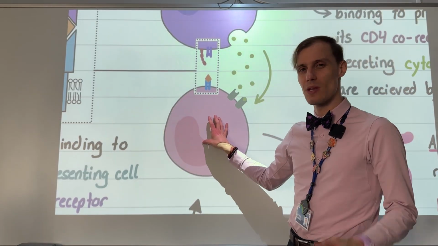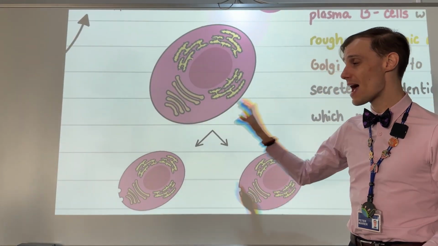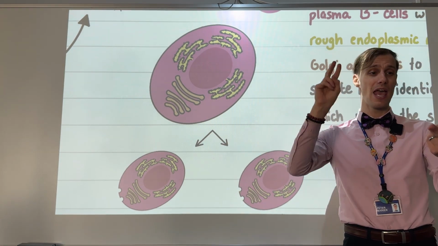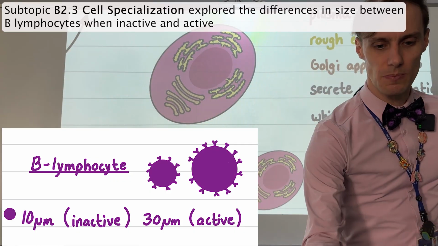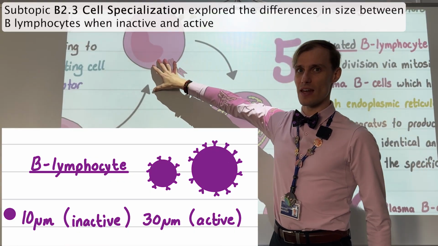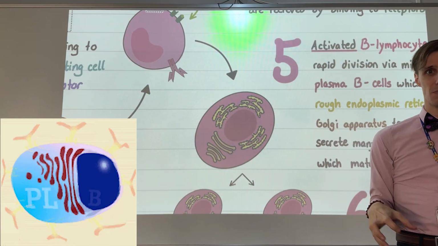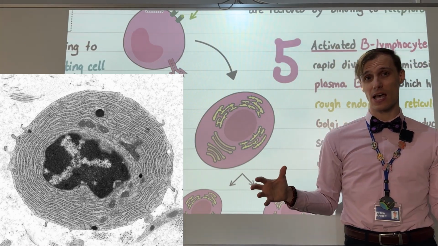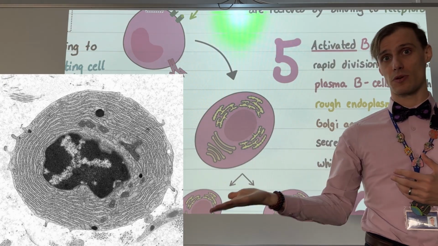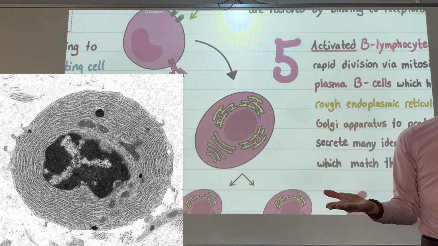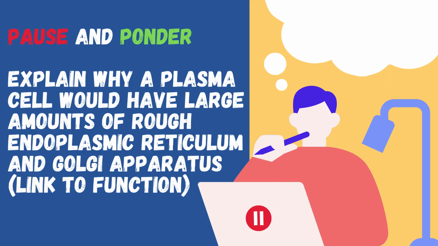So what happens when the B cell finally becomes activated? They're going to start to initiate massive amounts of differentiation and division. So notice the difference between an inactivated and an activated B cell. This cell is what we would call a plasma cell. They have grown significantly in size, and they've developed significant amounts of rough endoplasmic reticulum and Golgi apparatus. Why would this type of cell need large amounts of these organelles?